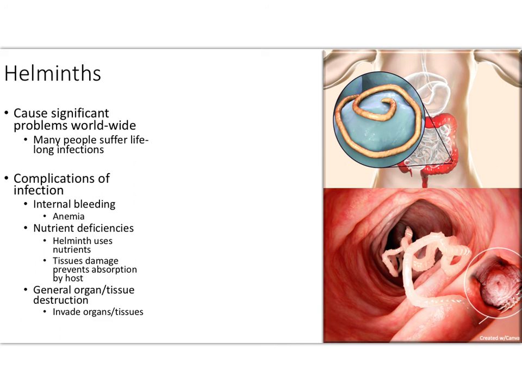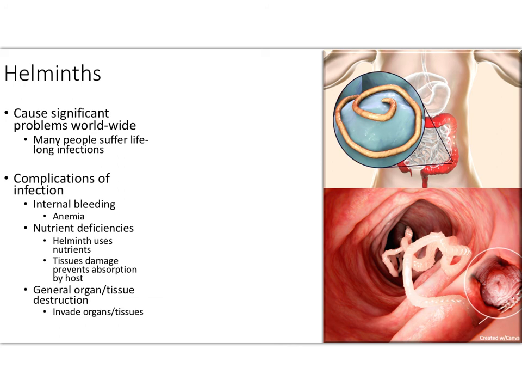Oftentimes they are infected with more than one helminth at a time. And for some people, basically they acquire infections as young children and are infected with helminths the rest of their life. So for lots of people across the globe, they have worm infections from shortly after the time they are born until they die.